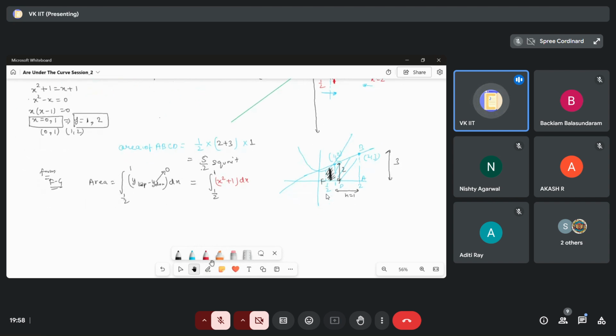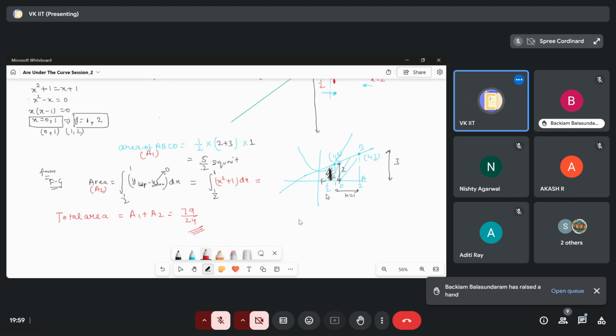So let's consider this as A1 area, and this is A2. So the total area will be A1 plus A2. And that will be coming as 79 by 24. This is the answer. This integral you will be getting as 7 by 3 minus, whatever you get, the final answer is this one. All right. This is clear. Yes, 79 by 24 is the right answer.